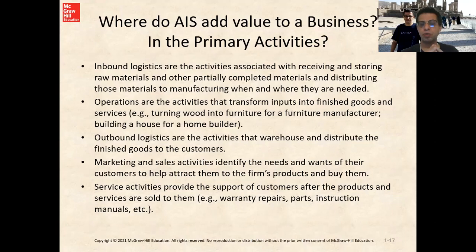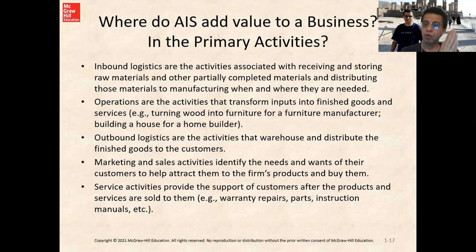Then you have the operations, which are the activities that transform inputs into finished goods and services, like turning wood into furniture for a furniture manufacturer, or building a house for a home builder. So you have supply chain management with the supply, and you have the operations. And then you have the outbound logistics, the activities that warehouse and distribute the finished goods to the customers. This is the outbound out of the factory.